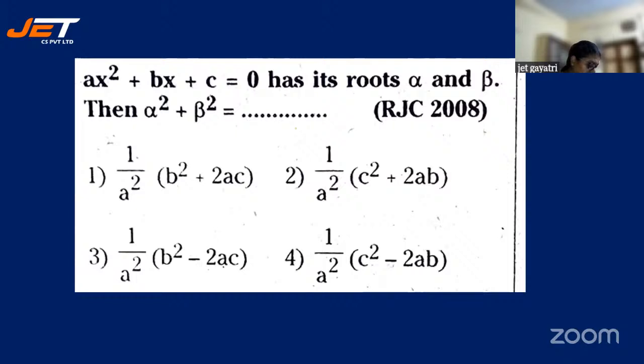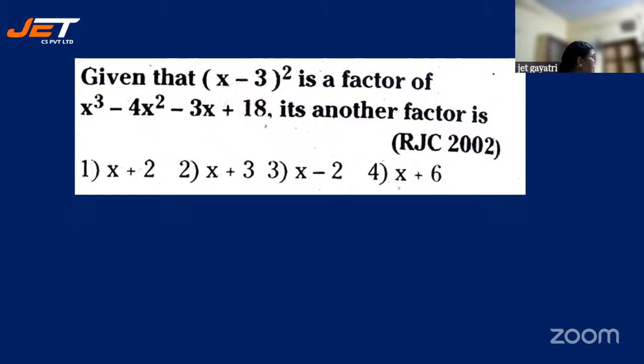Harsha, Sri Vanilla, Sri Shailam, Venkataramana, you all have to be very swift in giving me the answers, students. Muhammad Jafar, yes, let's see the answer for this. It is option 3, 1 by a square into b square minus 2ac. Alright, see the next question. Given that x minus 3 the whole square is a factor of x cube minus 4x square minus 3x plus 18, its other factor is dash. Okay, so one factor is x minus 3. What is the other factor?